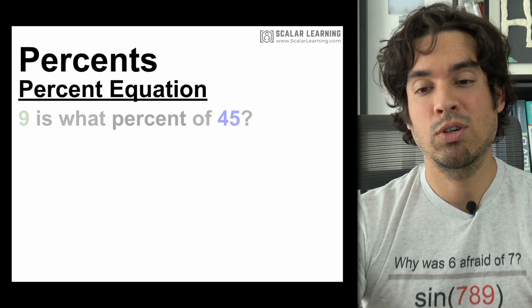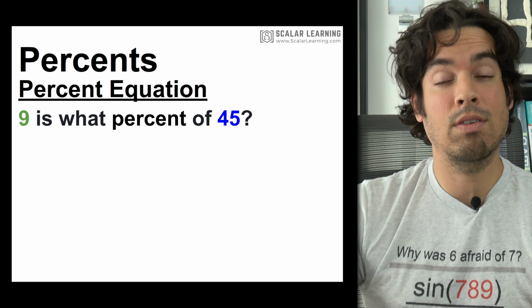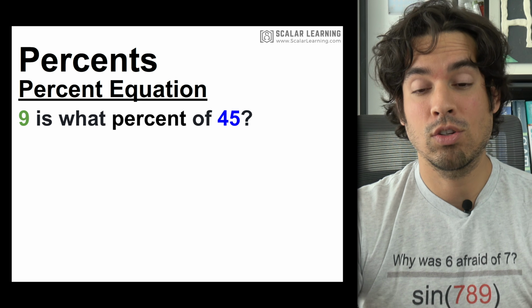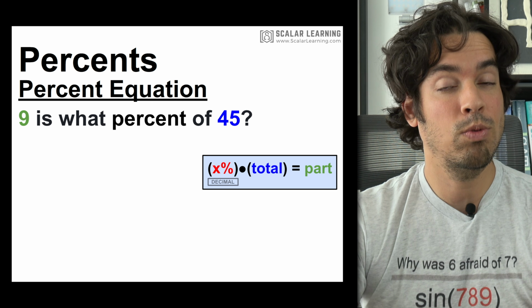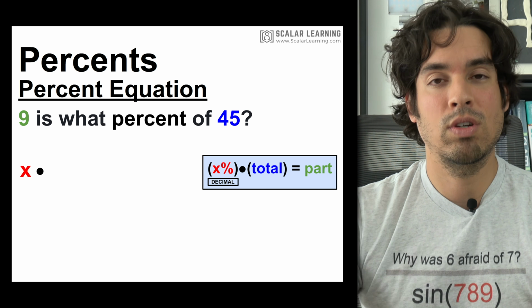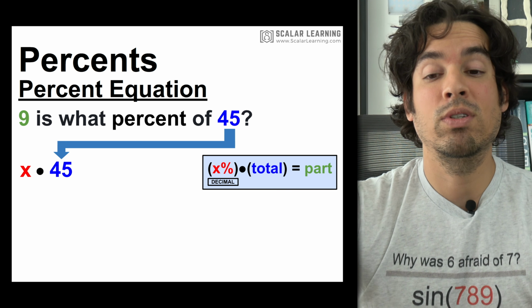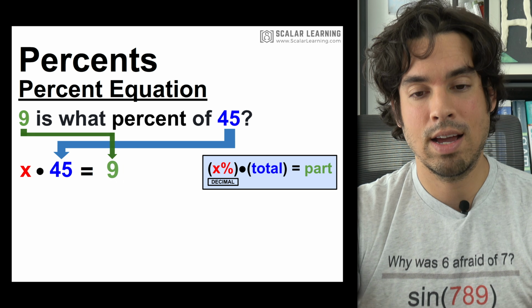Another way to use the percent equation is in a question like this where it says 9 is what percent of 45? Now we're actually trying to solve for the percent, but the beautiful thing is we just use that same percent equation, decimal version of course for the percent, and we're good to go. So in this case, the unknown is the percent. It is what percent of 45, and 45 is still that total, equals 9.